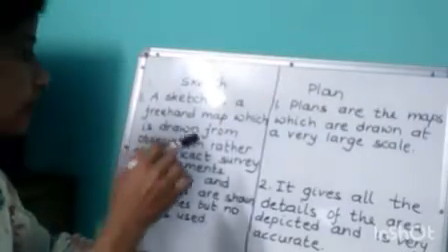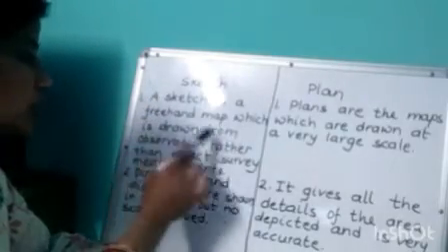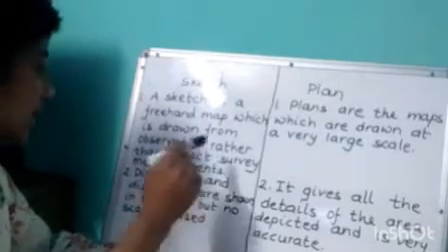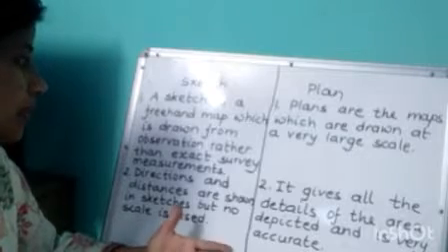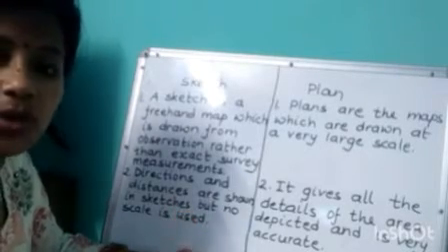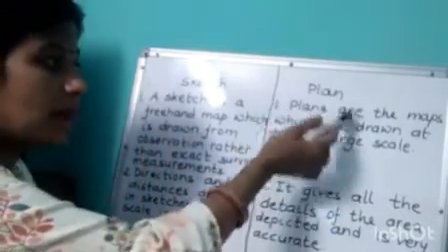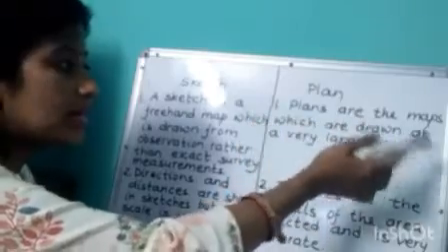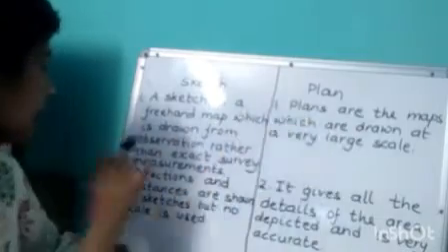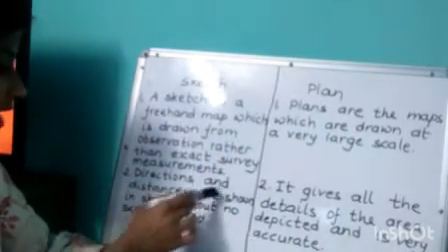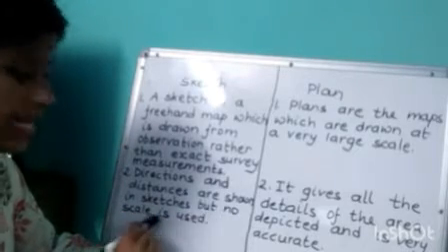Now distinguish between sketch and plan. A sketch is a freehand map which is drawn from observation rather than exact survey measurement. Okay, they are rough maps which are not drawn to a scale. Freehand map. While plans are maps which are drawn at a very large scale. In sketches, directions and distances are shown, but no scale is used.